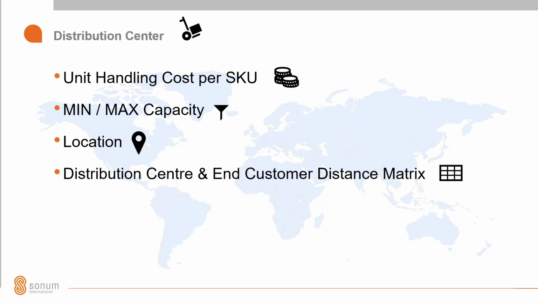For the distribution centers, we have unit handling costs per SKU available, so we know how much it costs to pull products through a certain SKU. We can adjust their minimum and maximum capacity, and they also have a particular location, so we know the distance between the distribution center and the end customer. That helps us evaluate the logistics costs.